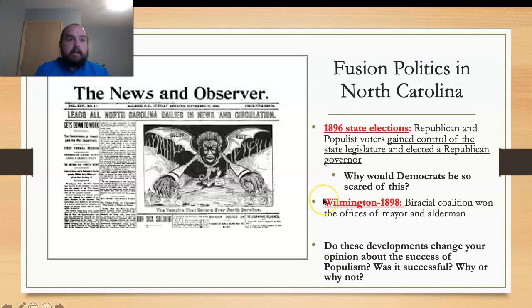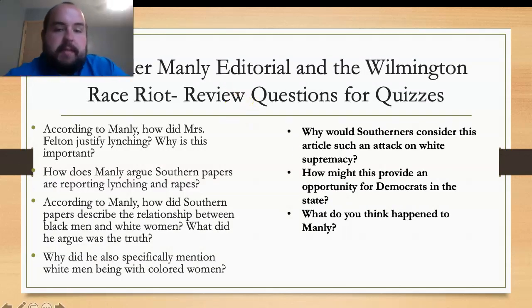So, keep in mind again, do these developments change your opinion about the success of populism? Be prepared to answer, was populism successful? Why or why not do you think so? Probably could have worded that better, but hopefully you get the point. Now, looking a little bit more at the Alexander Manley editorial.